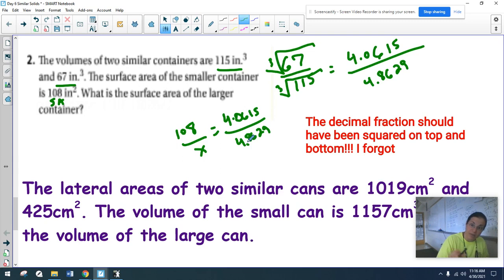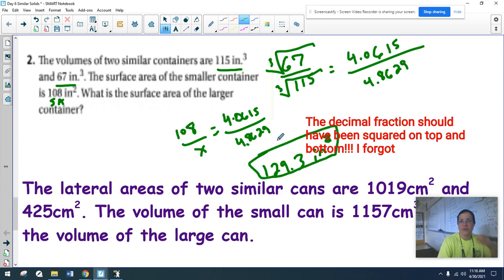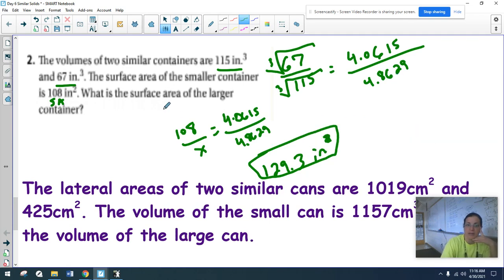And then I'm going to divide it by the 4.06. So when I do that, I'm going to end up with 129.3, rounded to the nearest tenth. So what is the surface area of the larger container? Oops, squared, because it's surface area. And there you go. The numbers aren't pretty, but all I did was cross multiply just like normal.